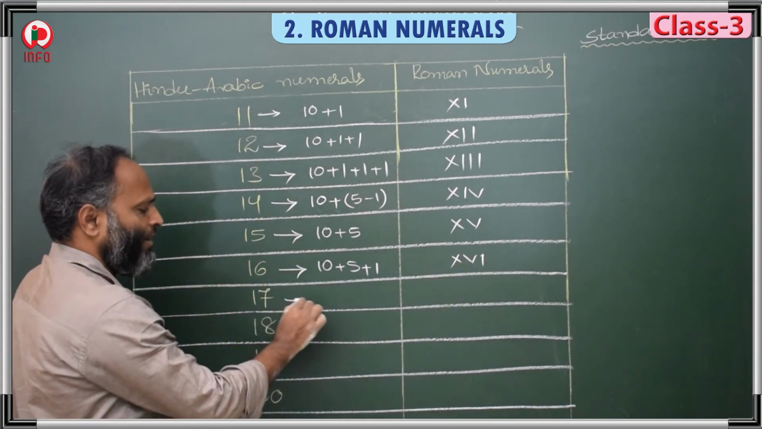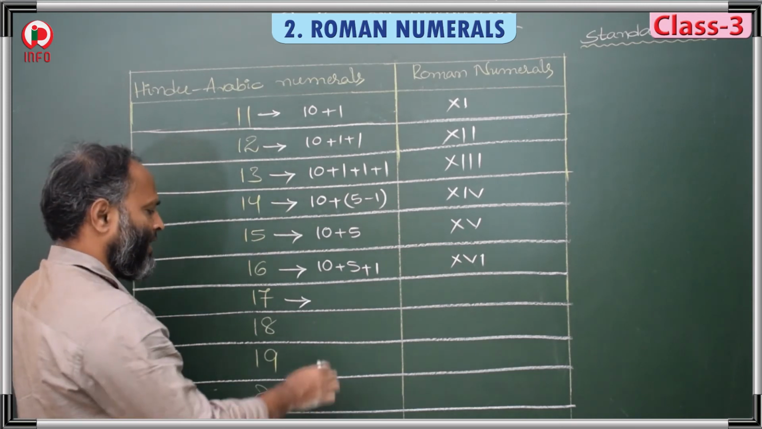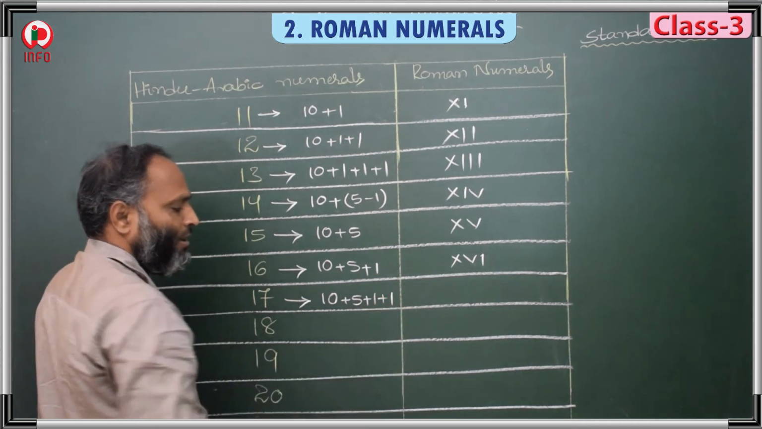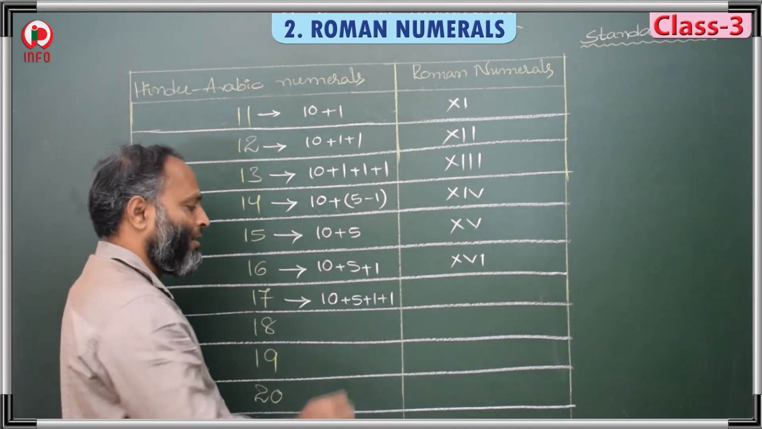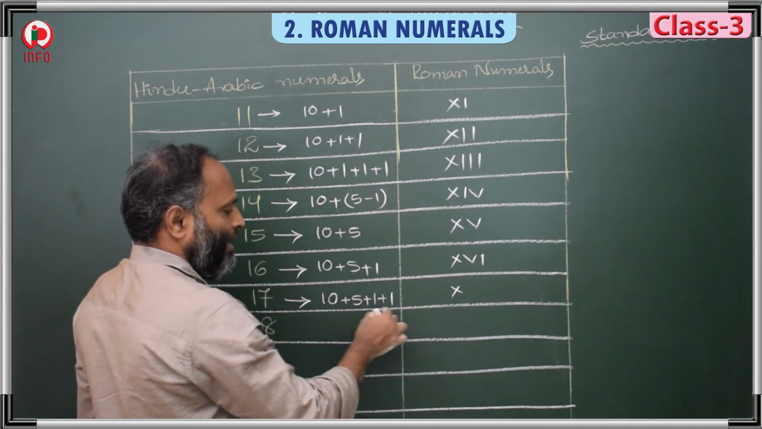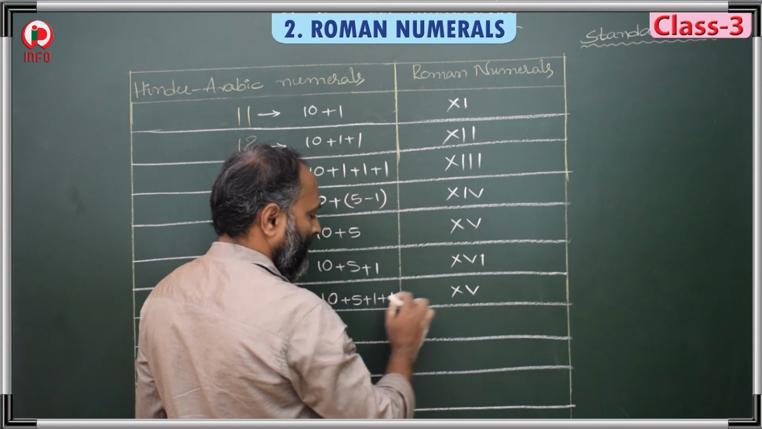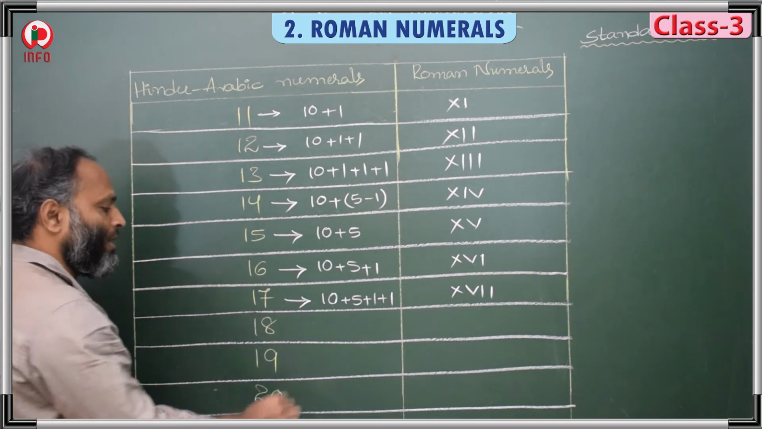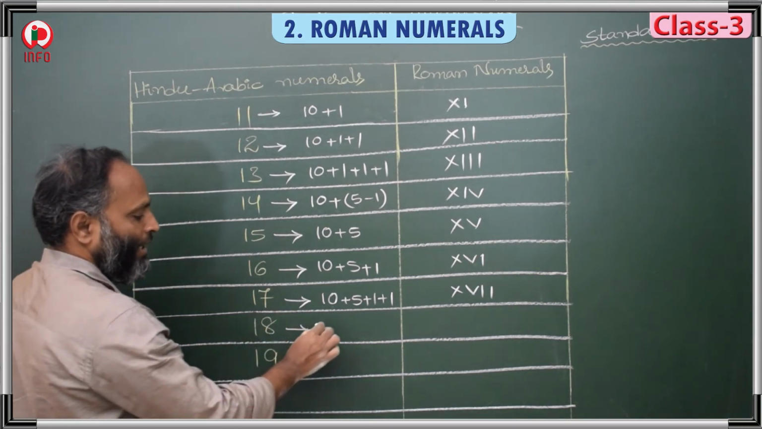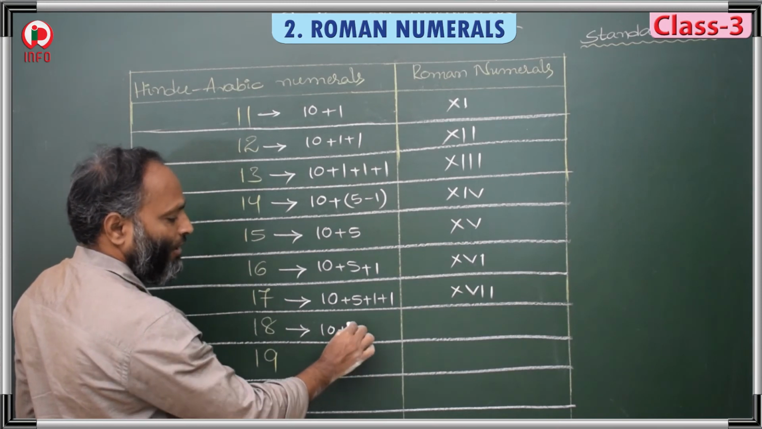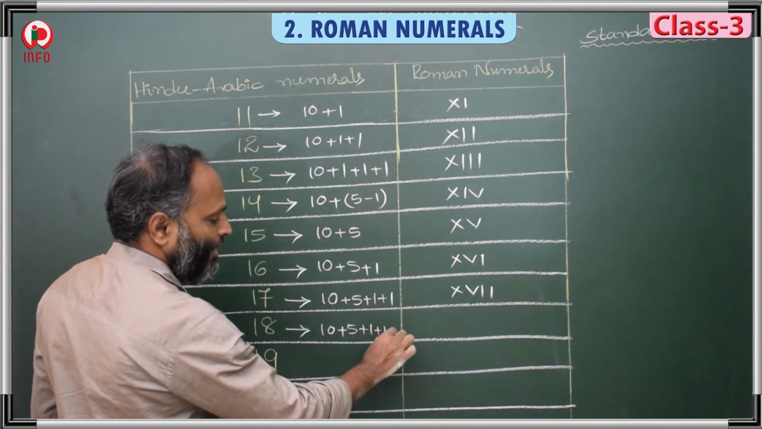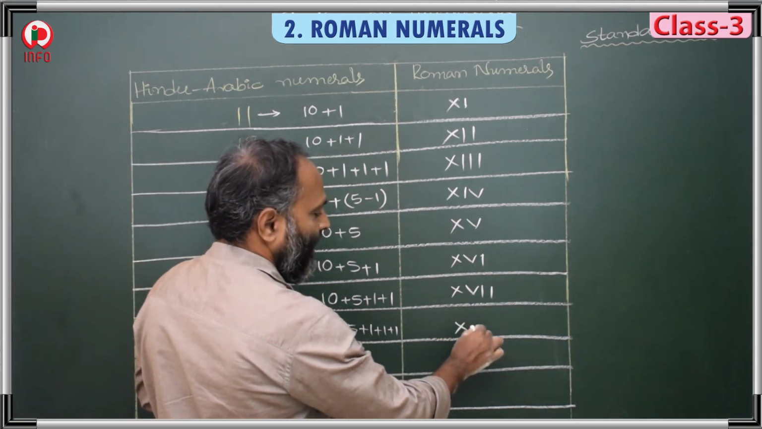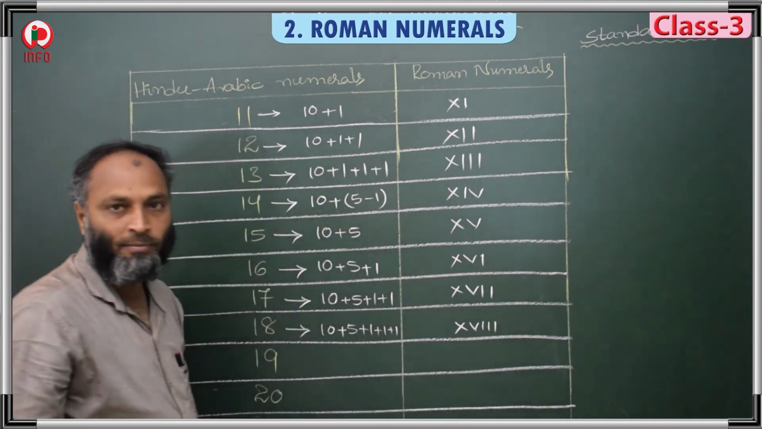Then 17. How to write 17? 10 plus 5 plus 1 plus 1. All are in addition, so first the bigger numeral, then the slightly smaller one, that is V, and then the repeated Roman numerals. And 18. 10 plus 8. We already discussed before how to write 8. 10 is extra, and 8 we already wrote like this.